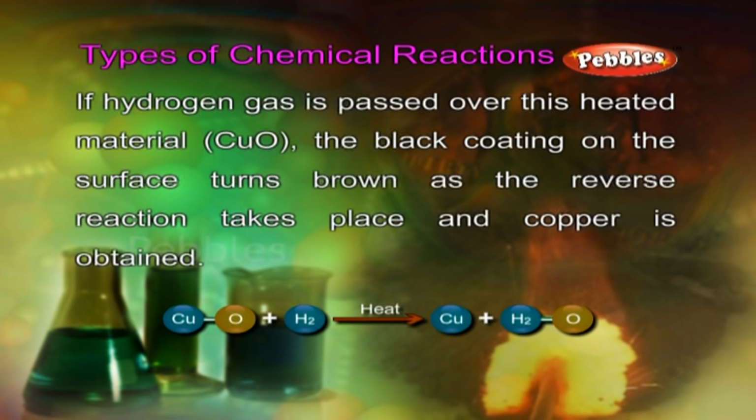If hydrogen gas is passed over this heated material, CuO, the black coating on the surface turns brown as the reverse reaction takes place and copper is obtained. CuO plus H2 on heating gives Cu plus H2O.